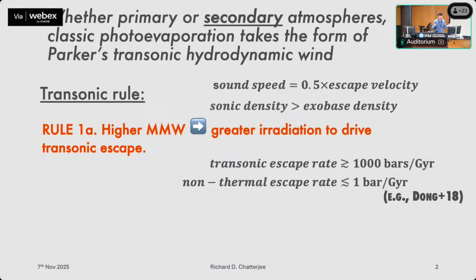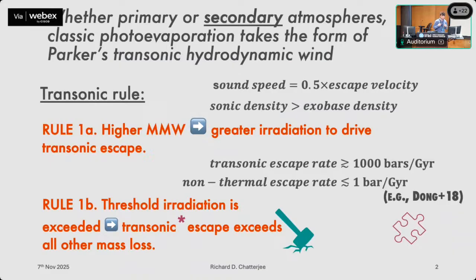And we get even more info from the transonic rule: if we have the speed at the sonic point and we have the density there, we can get the mass loss rate. And so for secondary atmospheres, transonic escape rates are at least 1,000 bars per billion years. And we can compare that to other mass loss mechanisms such as stellar wind erosion, and the published results in similar XUV intense environments find less than a bar per billion years. And so when this threshold in irradiation needed to drive transonic escape is exceeded, it exceeds all other mass loss.